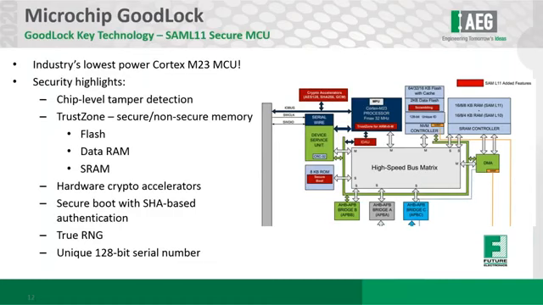So we got some concepts out of the way. Now let's talk about the hardware in the good lock. The SAM-L11 microcontroller is the key technology that makes the good lock work. The SAM-L11 is not just a microcontroller. It is a security-focused MCU that uses the latest ARM core, the Cortex M23, and it is the lowest power consumption M23 device in the world.